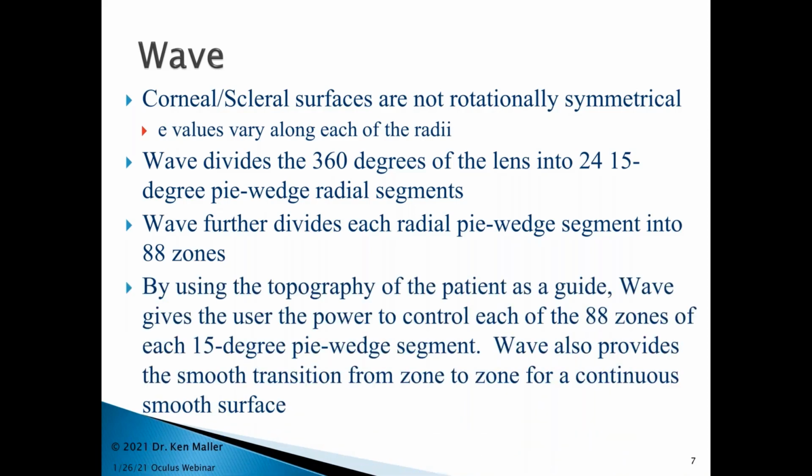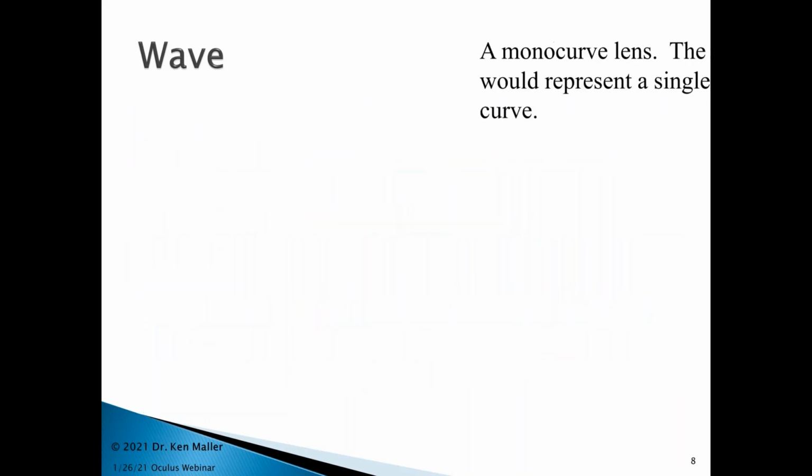And by using the topography of the patient as the guide, you now have the power to control each of those 88 zones of each 15-degree pie wedge segment. Wave takes care of the housekeeping by making sure each segment connects to the segment next to it, so you have a smooth transition going from one segment to the next, so you have a smooth surface both on the front and back surface of the lens.